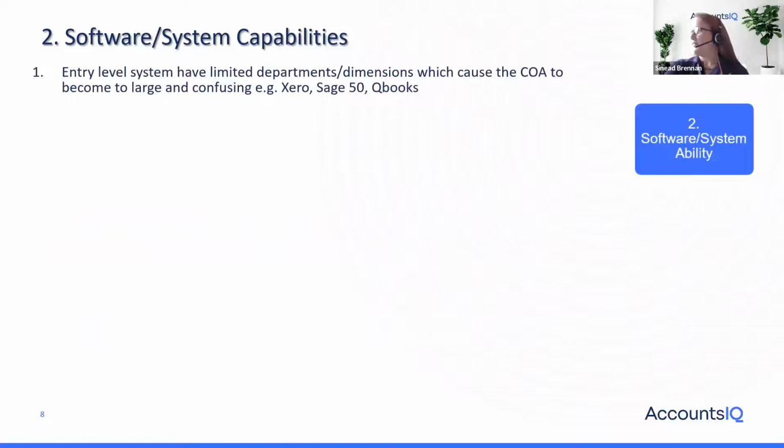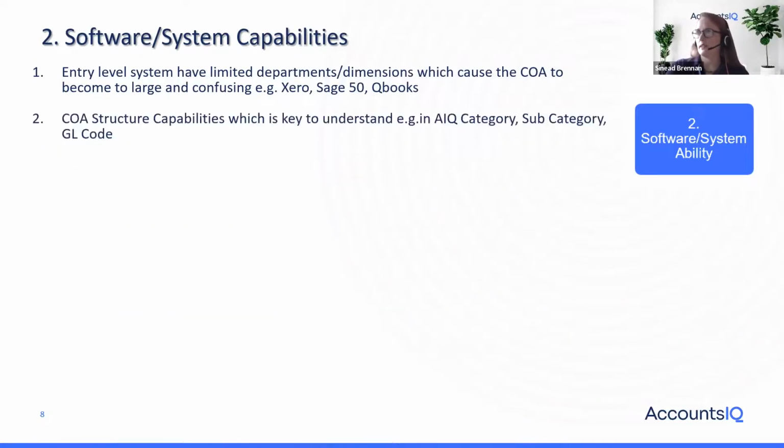So we've experienced many clients coming from entry-level systems having limited department dimensions, which caused the chart of accounts to become large and confusing. So clients coming from, I think they've a couple of departments in Sage 50 and QuickBooks. So we look at those monster charts of accounts and we're going, right, squash it right down to your key GL codes, and then we're going to produce all that from dimensional reporting. And that's what we're working through with the customer.